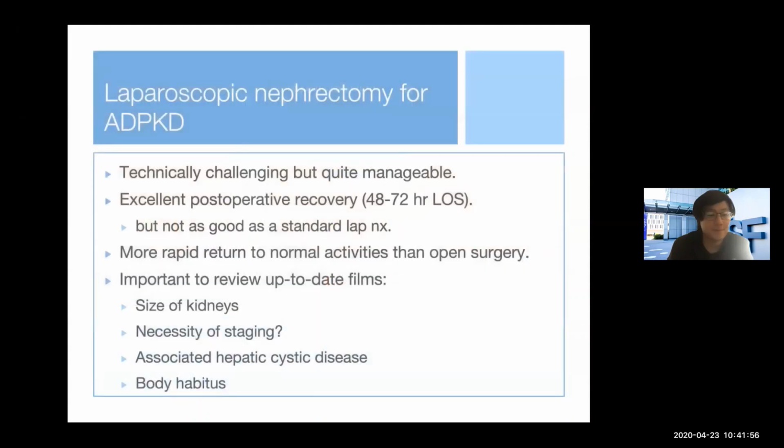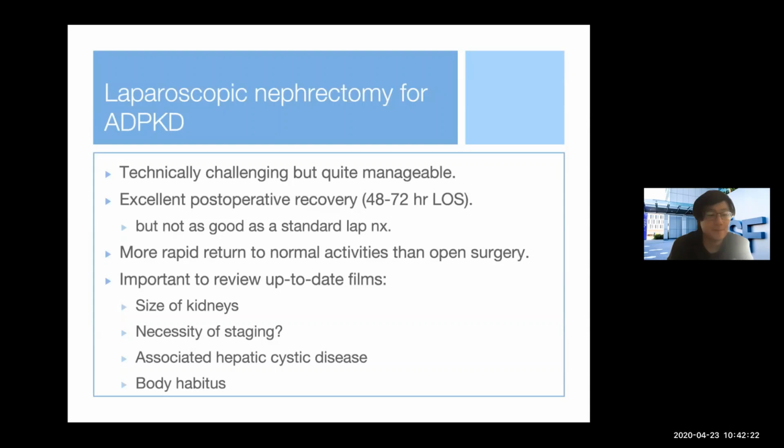Now, the thing about these laparoscopic procedures is they're technically challenging, but honestly quite manageable. These patients generally do quite well. They have an excellent postoperative recovery, usually 48 to 72 hours, but not quite as good as a standard laparoscopic nephrectomy for a renal tumor. In general, they have a more rapid return to activities than open surgery, just like in other cases of nephrectomy.